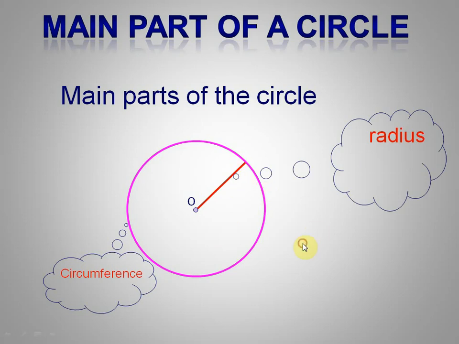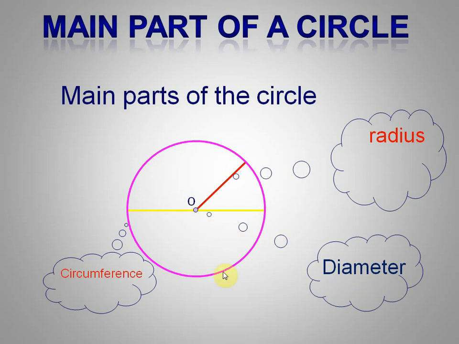And the total distance from circumference to circumference through the center is called the diameter. Diameter is basically 2 times the radius. This is double the radius, and the radius is basically half of the diameter. So if you halve the diameter, you get the radius, or if you double the radius, you get the diameter. So these are the main parts of the circle. When you are going to solve the area and the perimeter of the circle, you need this information.